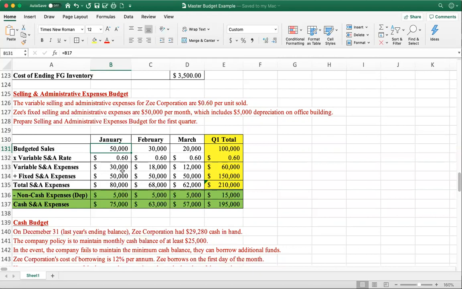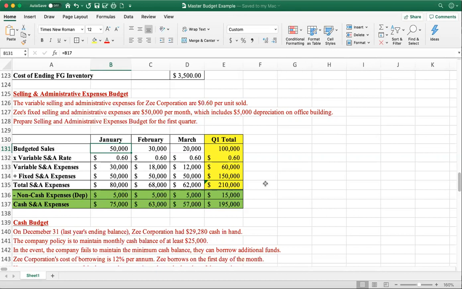We add the variable expenses and fixed expenses together, we get the total selling and admin expenses, 80,000 for January, 68,000 for February, and 62,000 for March, a total of which is 210,000. Now this information is used for income statement purposes because the income statement is again on accrual basis of accounting. But we need to prepare cash budget too.